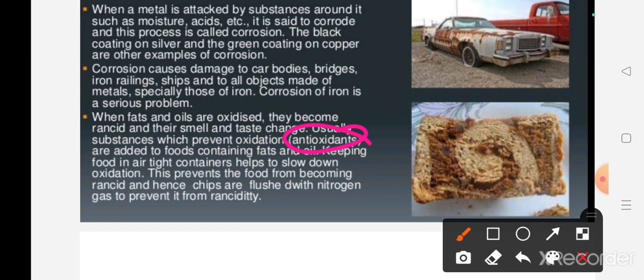Hence, the chips are flushed with nitrogen gas to prevent rancidity, because nitrogen lowers the rate of oxidation. Okay, that's why in case of rancidity, in chips and other packets, nitrogen gas is used to avoid rancidity.